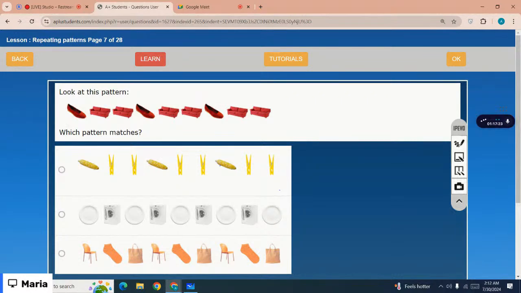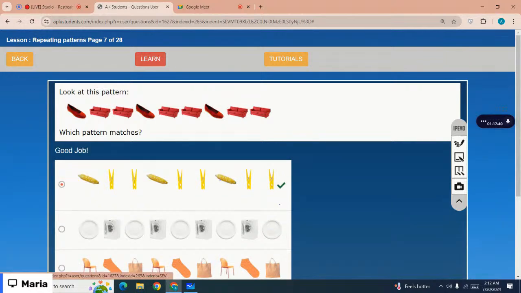The correct option is option number 1 is the correct option, right? Option number 1 and the given pattern exactly match, right? The corn, clips, then the corn, then the two clips. So option number 1 is the correct option. Got it?